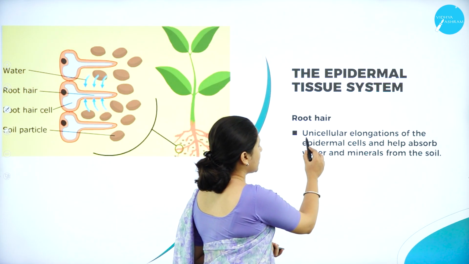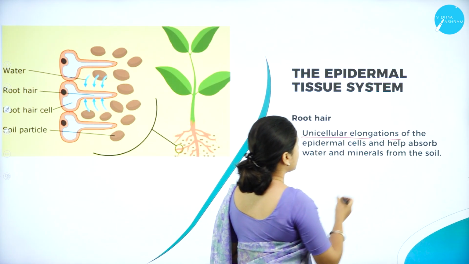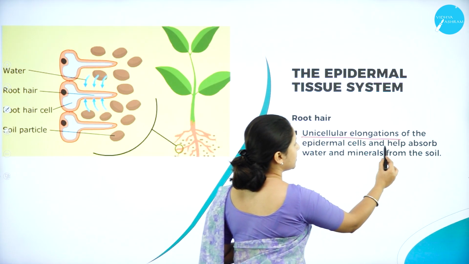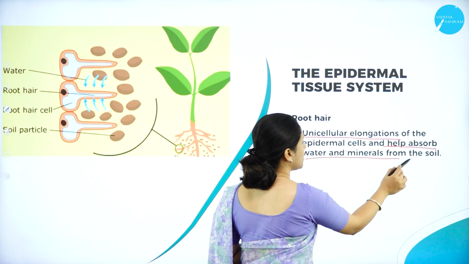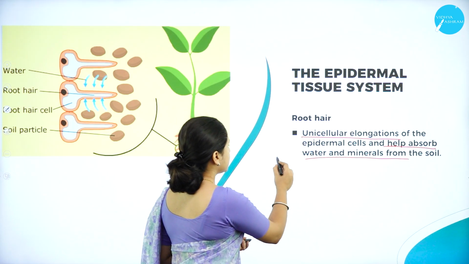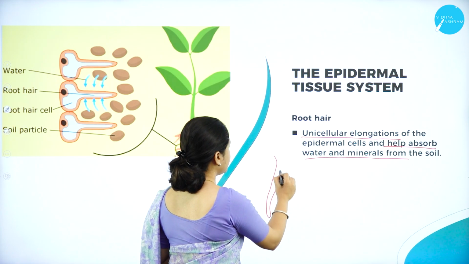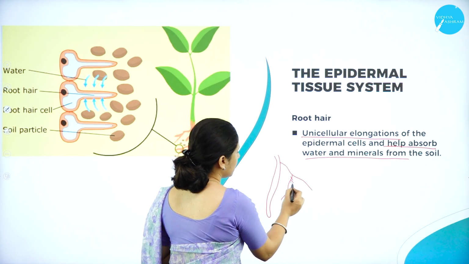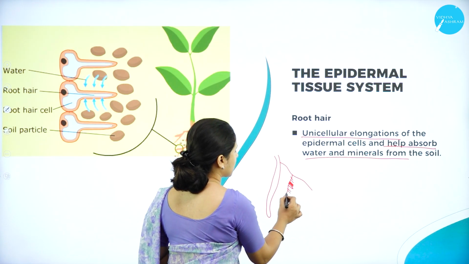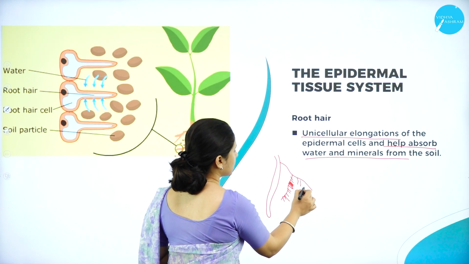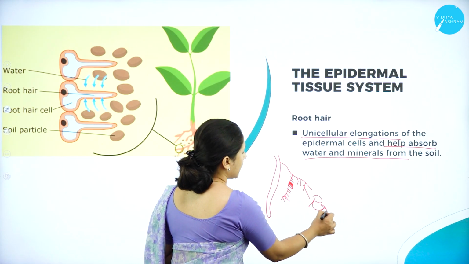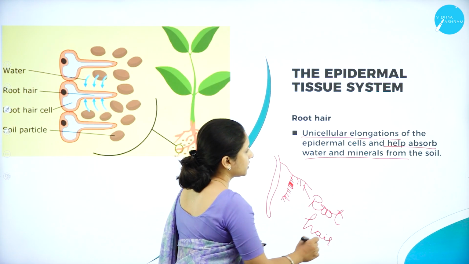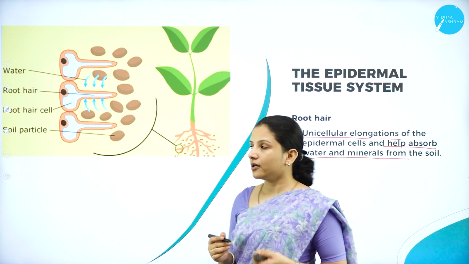So root hairs are usually unicellular and thread-like, and they come out of the epidermal cells, and they usually help the roots in absorbing water and minerals from the soil. Say, for example, if I draw a simple root like this with the lateral roots, numerous thread-like structures will be present, which are nothing but the root hairs, and these root hairs are unicellular and they help the root in absorbing water and nutrients.